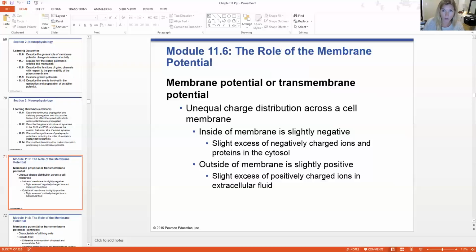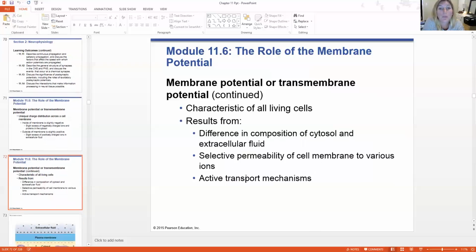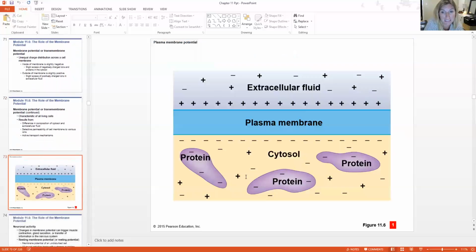This slide right here is just a review of what I just said. Inside the membrane, slightly negative. Outside the membrane, slightly positive. And that's due to the unequal distribution of sodium and potassium ions. Proteins and chloride have a little role, but not really. So the membrane potential and transmembrane potential is characteristic of all living cells. It, again, results from the differing compositions of extracellular and intracellular fluid, and there are active transport mechanisms to help hold this charge in place. Review: plasma membrane, outside is positive, inside's more negative.